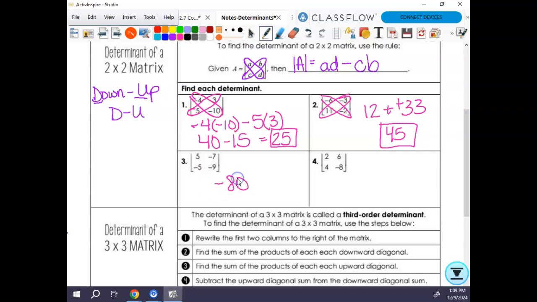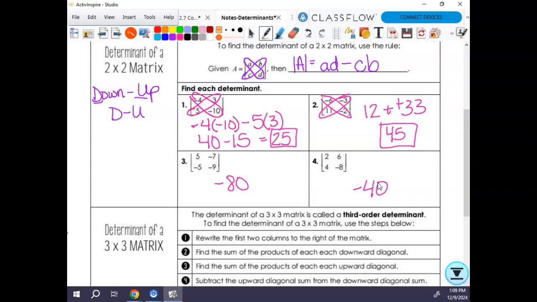All right, Sandra, what'd you get for number 3? -80. Do we agree with that? Yes? If we don't agree and I need to do it, let me know. Patrick James, what did you get? Is it -40? Is that what y'all got? Yes, that is correct. All right, any question about either one of those?